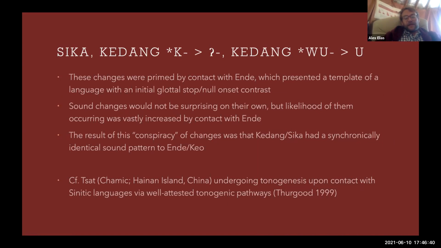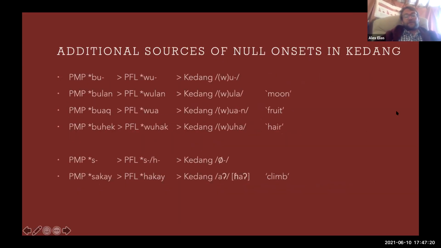And this sort of reminds me of Tsat, the Chamic language of Hainan Island in China, which came into contact with Sinitic languages and then developed its own disyllabic non-tonal Austronesian vocabulary into monosyllabic, heavily tonal, Sinitic-looking vocabulary. But it did it through otherwise very well attested tonogenic pathways. It wasn't only by borrowing Chinese loanwords that tone was introduced to Tsat, but it actually underwent the types of sound changes that typically lead to tonogenesis. But the chances of those developments taking place were vastly increased by its contact with its neighboring languages. And here we can see similarly that there were additional sources of null onsets as well as initial glottal stops in Kedang.